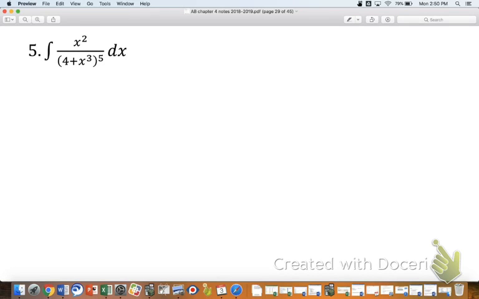I want to help you set this up. So you notice it's really not a product, is it? But you can make it one by moving up. So I would do that first. I would say this is the antiderivative of x squared times 4 plus x cubed all to the what power? Negative 5. There you go. dx. Okay, so see if you can proceed from there.